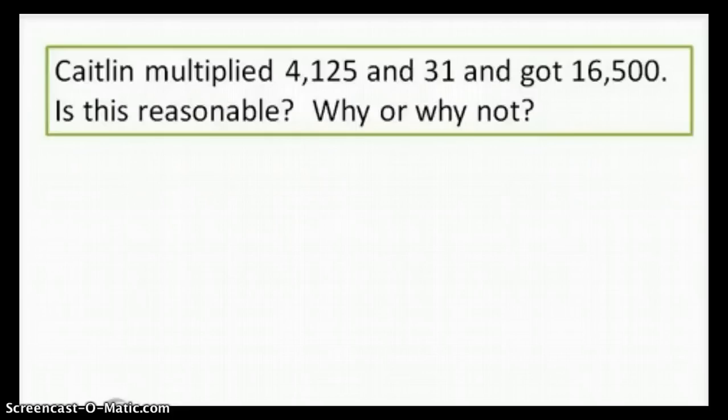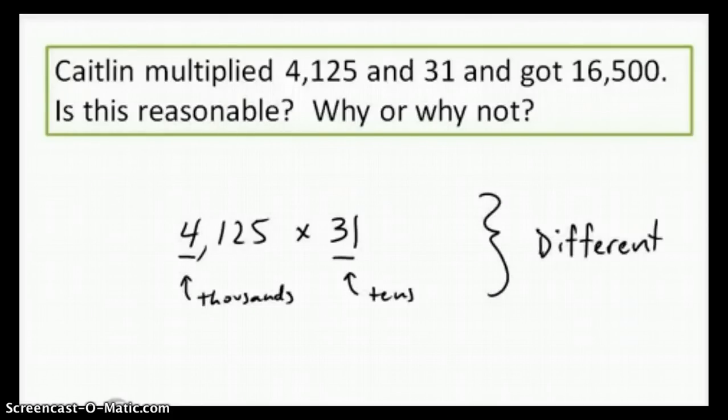Caitlin multiplied 4,125 and 31 and got 16,500. Is this reasonable? Why or why not? Well, Caitlin multiplied 4,125 and 31, so we'll write this down. To see if Caitlin's answer is reasonable, we will round each factor to the leftmost digit and then multiply. But wait a minute. The leftmost digits in these two factors are in different places.